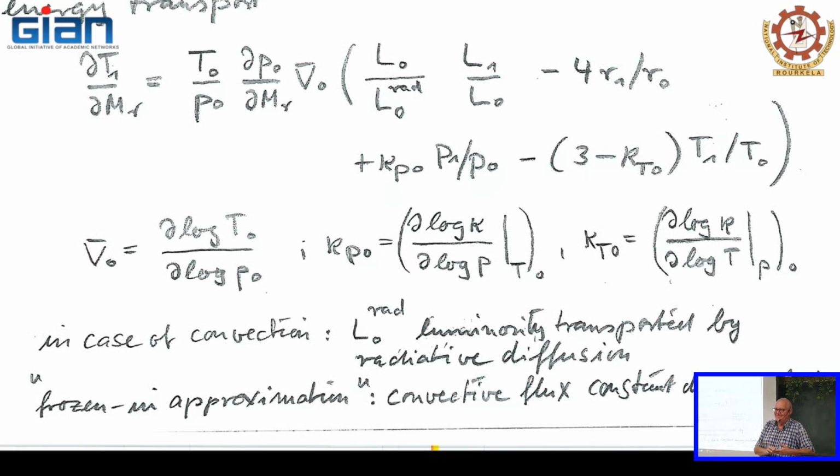How could you justify this approximation? Some idea? Well, if one considers the time scale of convection and the time scale of pulsation, if the pulsation is much faster than the convection, then it seems plausible, reasonable, to assume that the convection will not have time to react, so the convective flux will be maintained during a pulsation period. That's actually the justification of this frozen-in approximation.